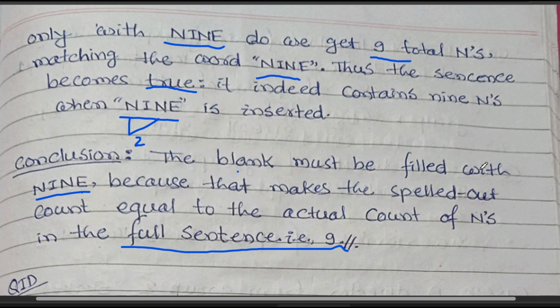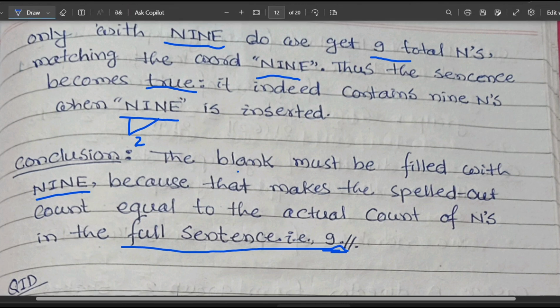The blank must be filled with 9, because that makes the spelled-out count equal to the actual count of N in the full sentence, which is 9. Okay, so 9 is the answer. That means option 4 is the correct answer. That's it.